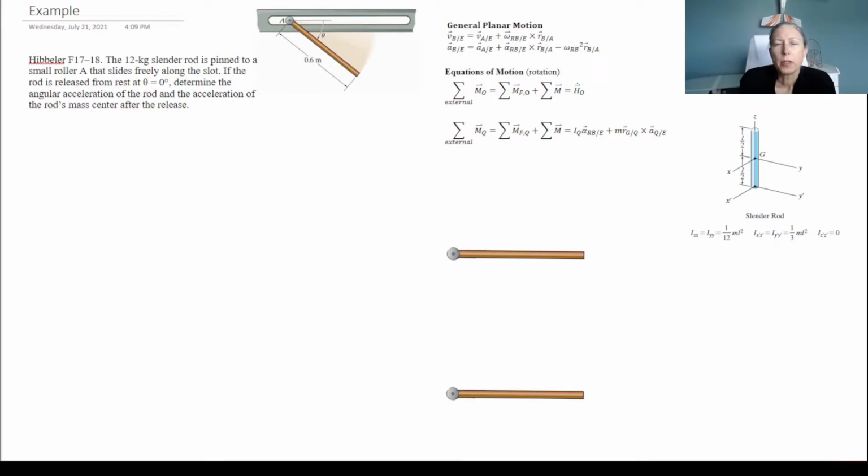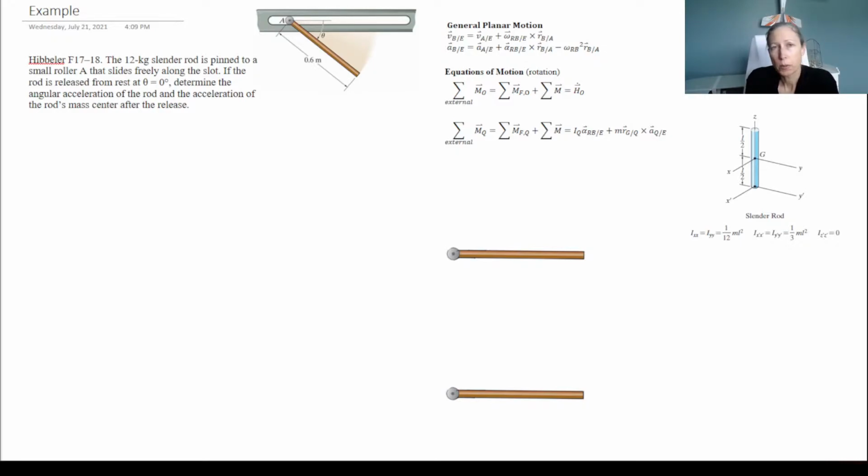So we've been doing planar kinetics problems, and in Module 11, we did examples of translation of a rigid body and rotation of a rigid body. In Module 12, we're not going to cover any new material, but we are going to do some more complicated examples. And so here's the first example.